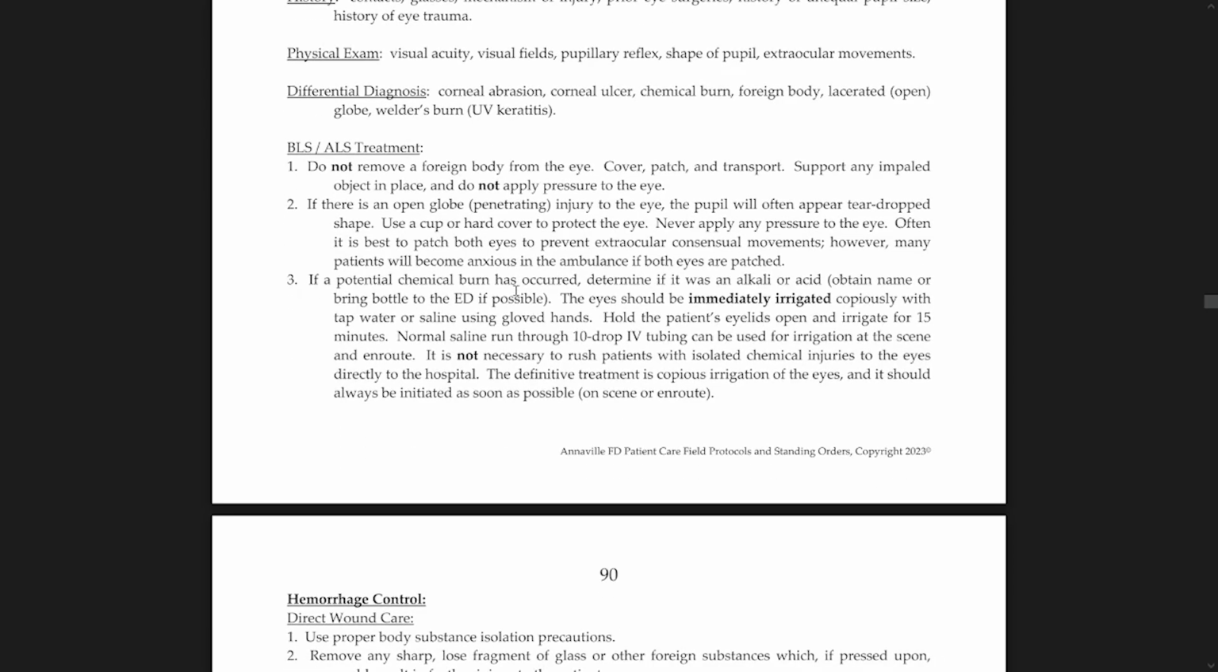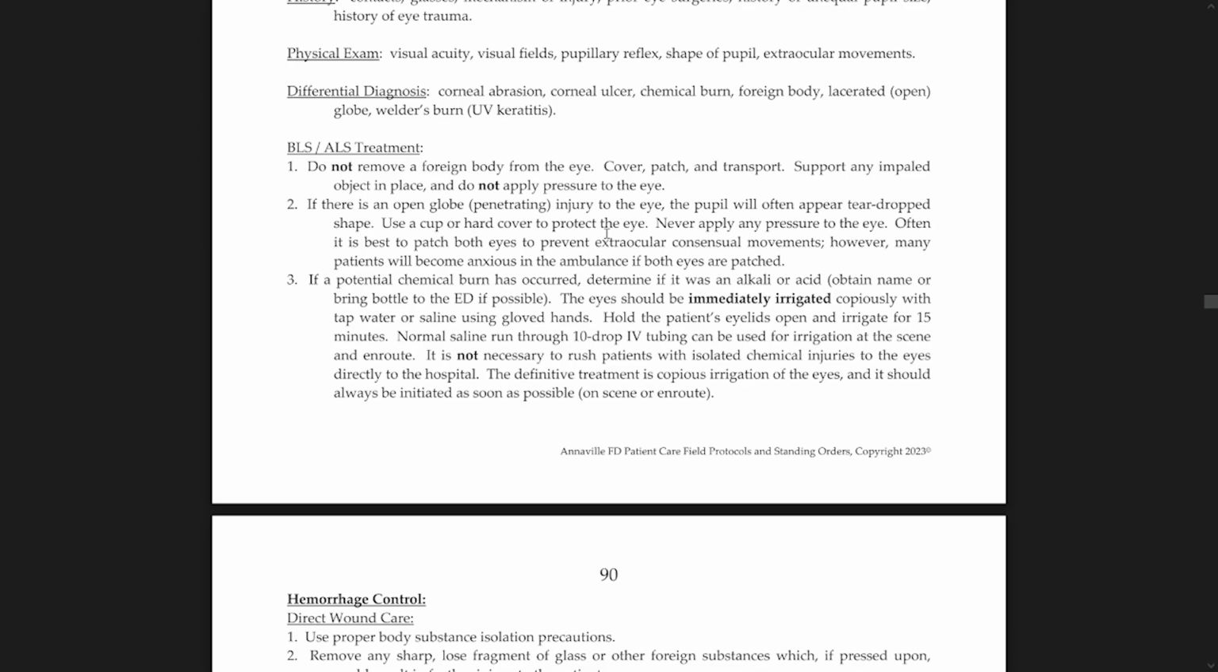For BLS and ALS treatment, do not remove a foreign body from the eye. Cover the patch and transport. Support an impaled object in place and do not apply pressure to the eye. If there is an open globe or penetrating injury to the eye, the pupil will often appear teardrop shaped.